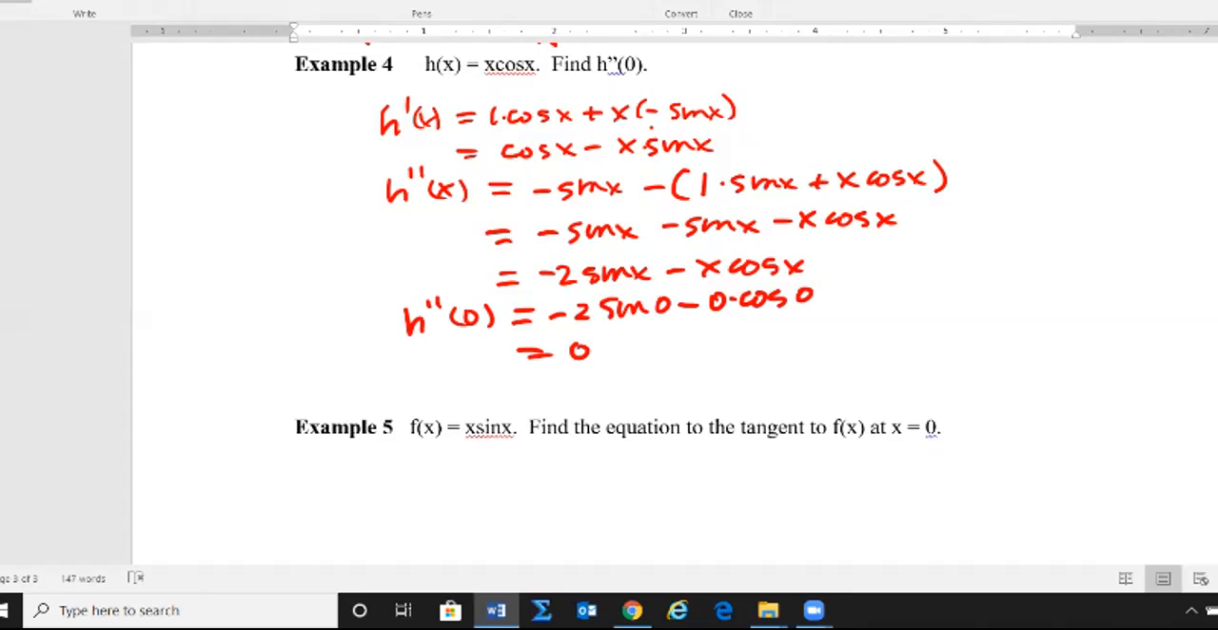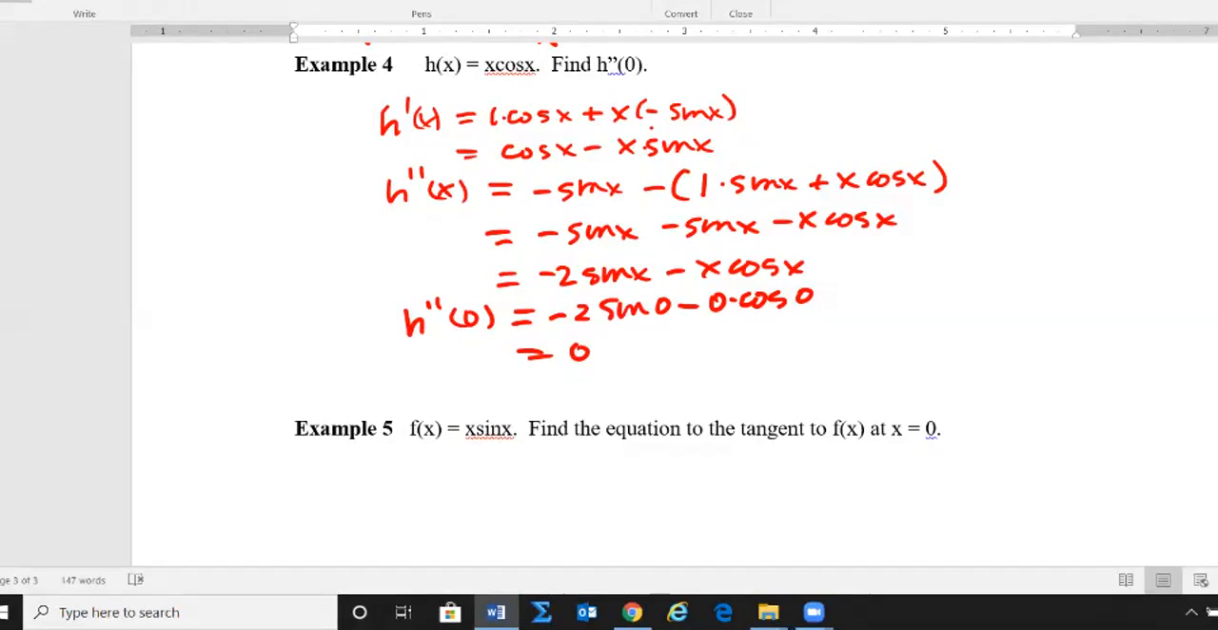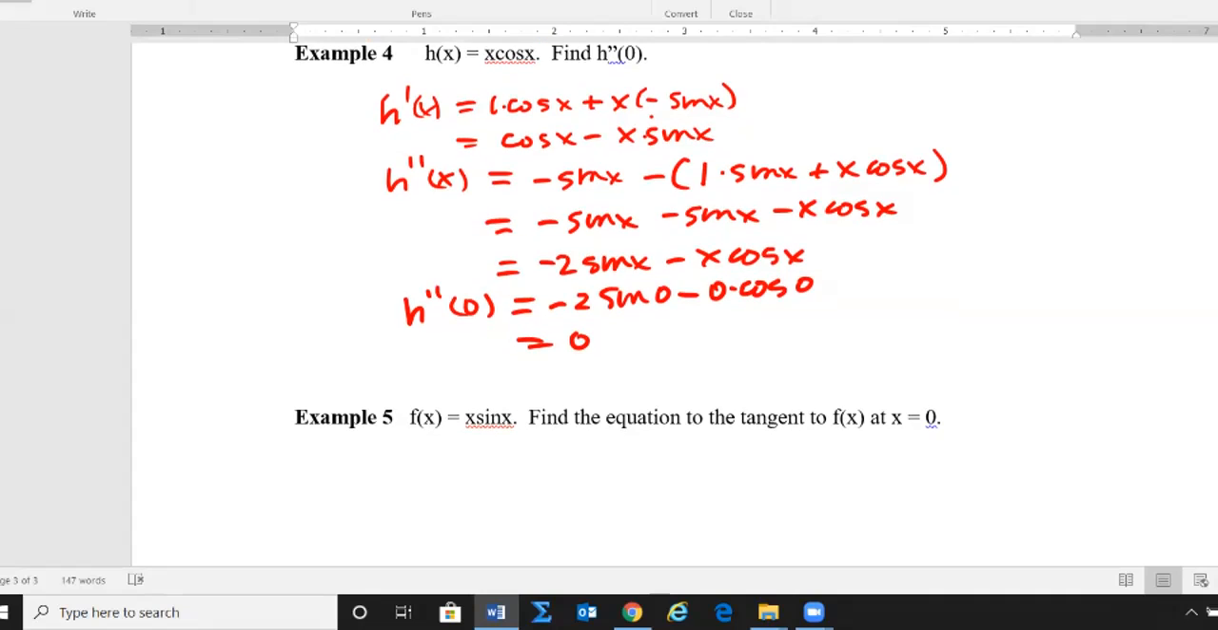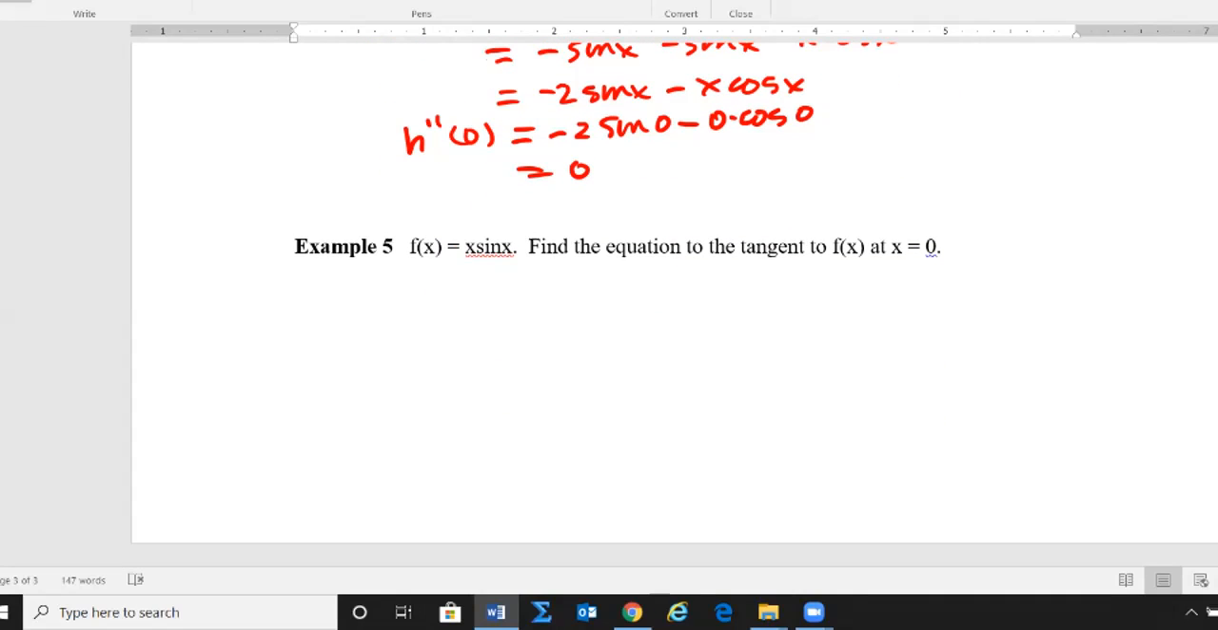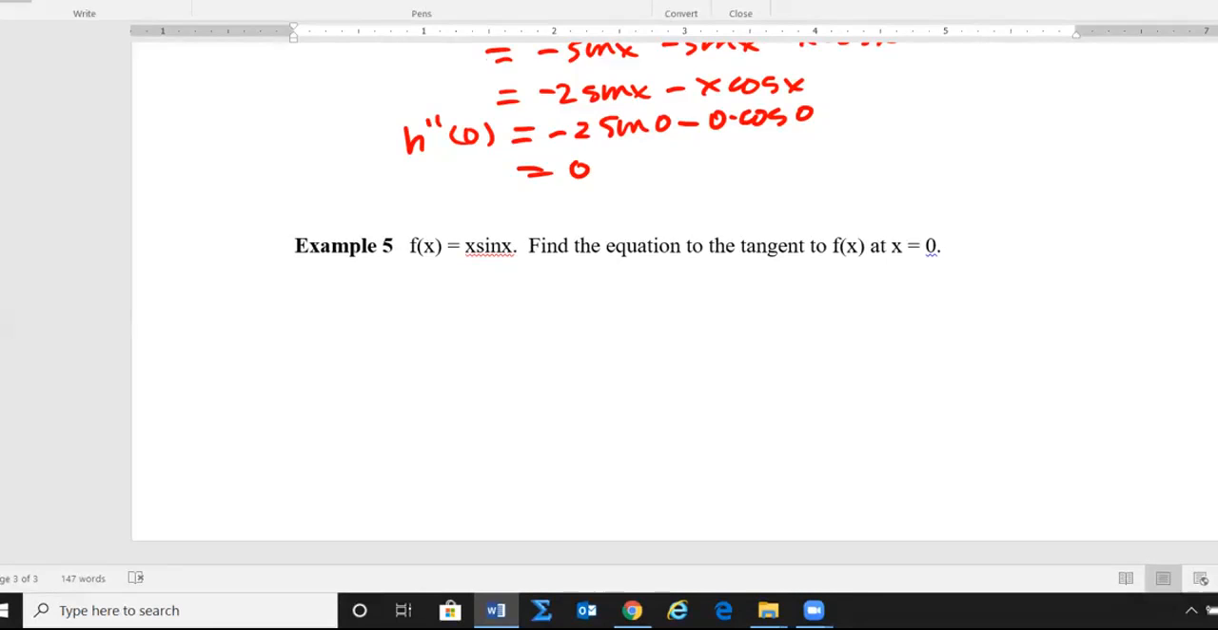What does it mean? I mean, we know the first derivative represents rate of change of the function with respect to x, but we don't know what the second derivative means, other than that it's the rate of change of the first derivative with respect to x. We know that. Okay, this next one: find the equation of the tangent to f at x equals 0.